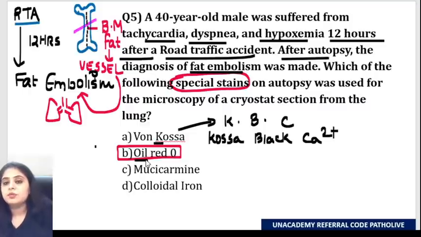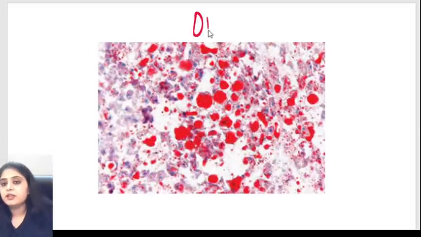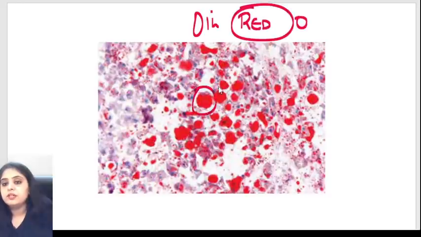Oil red O has the word oil in it, so obviously it's for fat. And what color will it give? It will give a red color. So this is how it's going to look. Oil red O will give a reddish color to fat.